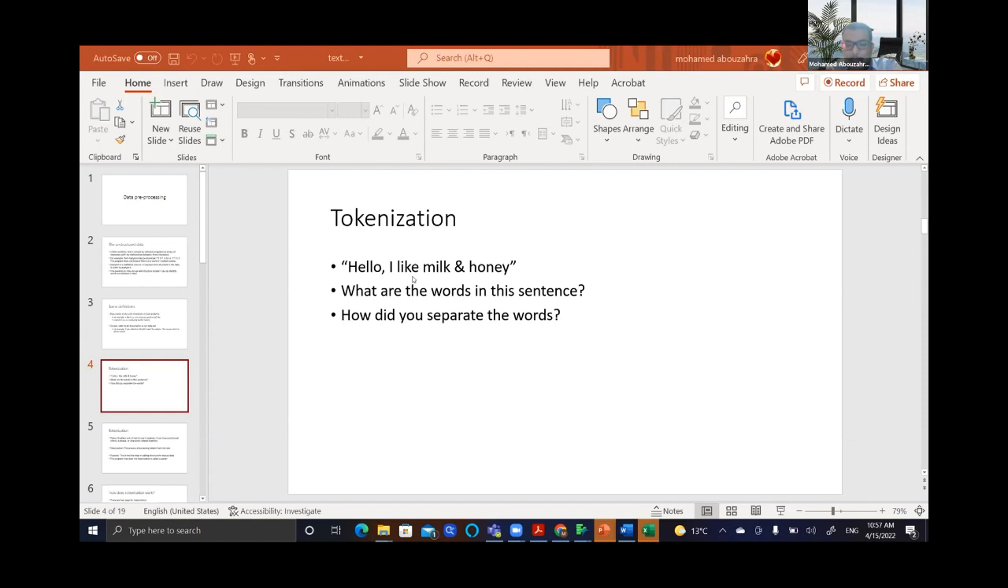We don't think about it because we learn it since we are 2 or 3 years old, so it becomes like our second nature. But this is how we actually do it, how we are able to identify words in a sentence: by looking at separators or delimiters between the words. And this is exactly how tokenization happens.